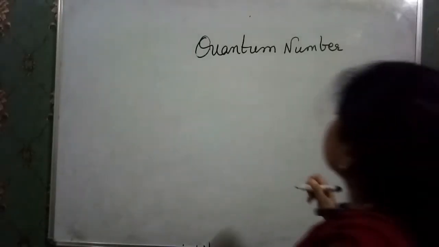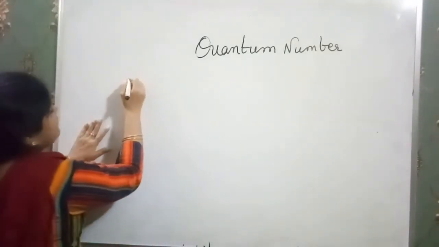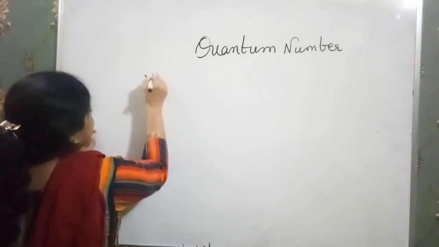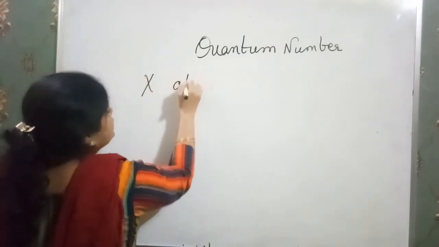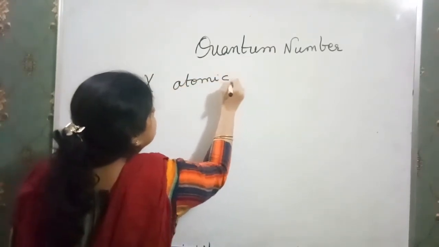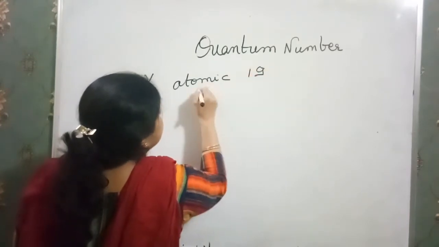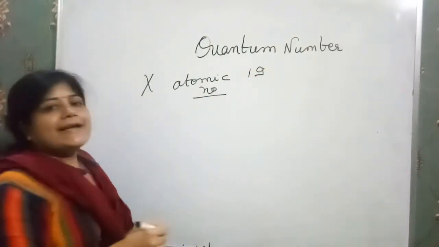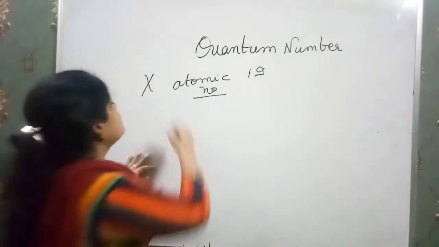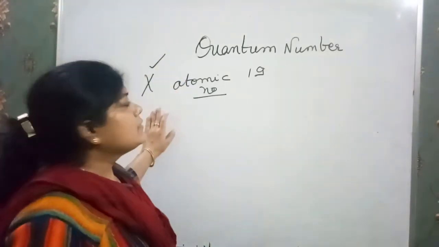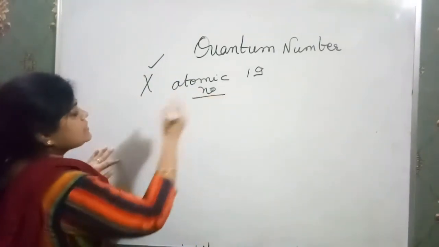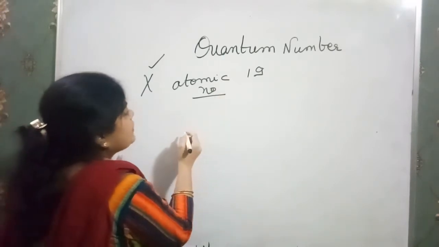Now we have a question. It is given that there is an element having atomic number 19. Write the 4 sets of quantum numbers for this element. We just use the above configuration.